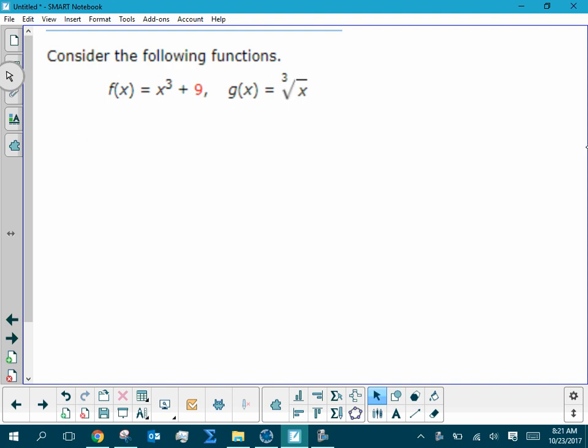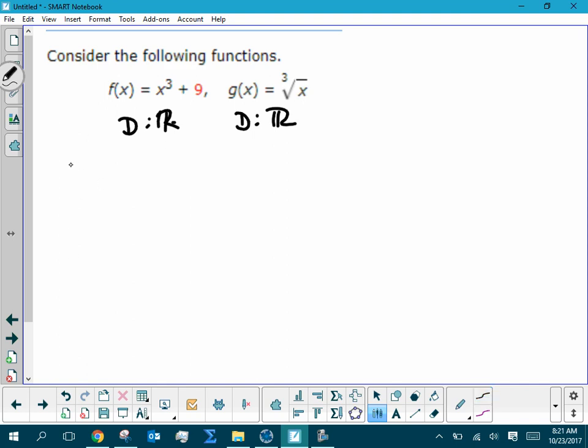So the first thing maybe to think about before we start doing anything is that the domain of f is going to be all real numbers. Okay, and the domain of g is also going to be all real numbers. Okay, you could take the cube root of negative numbers, so there's no issue there. So that's something to keep in mind as we go through. Let's write this down. Domain. All real numbers for that. Domain. All real numbers for that.